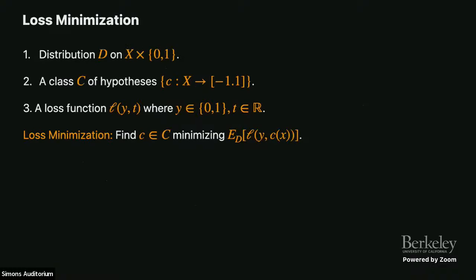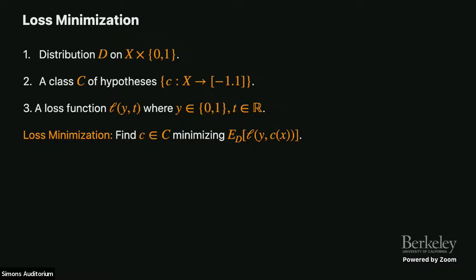So what is the loss minimization paradigm? It involves three ingredients. There's a distribution D on points and labels. Then there is a class of hypotheses C, which Michael talked about as functions from X to the interval 0, 1. I've written minus 1, 1. It is meant to be the interval minus 1, 1. And I'm going to be very loose about this. Sometimes they'll generally all be bounded, but we won't worry about what exactly the range is.